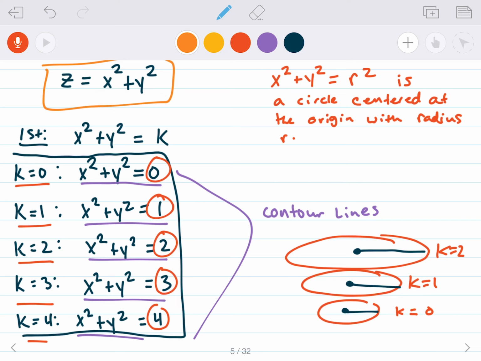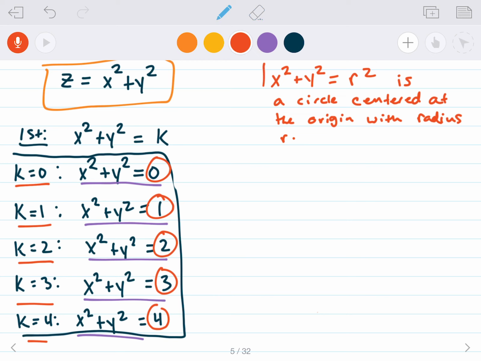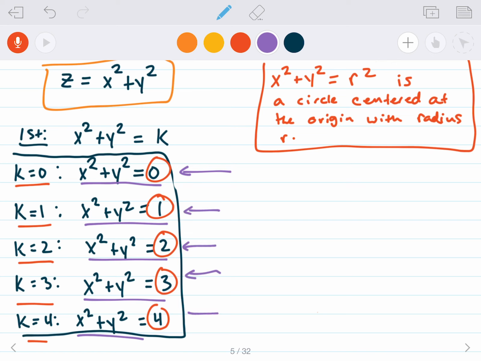Let's analyze this a little bit more, okay? I want to really talk about the nitty-gritty here. So based on this information, we can say something about the contour lines, right? And the radius of each of these.